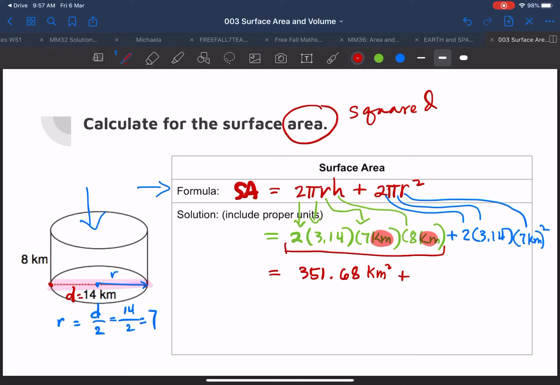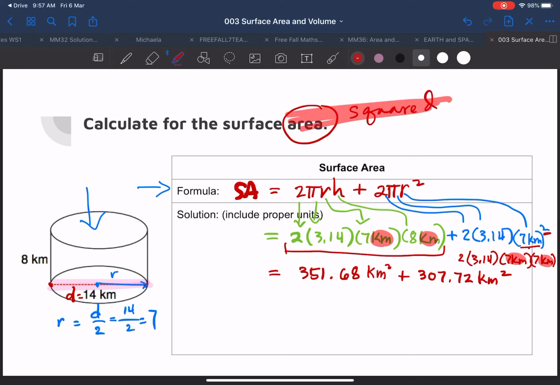Plus, okay? So I'm going to multiply this. So remember, this, if I expand it, will be 7 kilometers times 7 kilometers, okay? Because it's squared. Okay, so I'm going to multiply this now. So I have 2 times 3.14 times 7 times 7, which will give me 307.72 kilometers, again, squared. Okay? Why squared? Because there you go, 1 kilometer, another kilometer, and area is always squared.